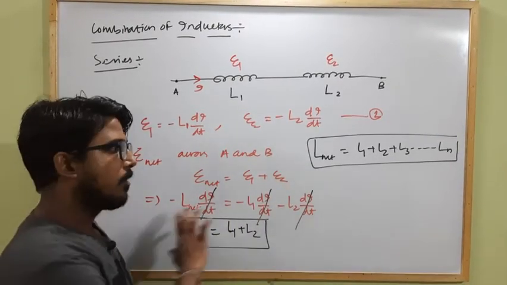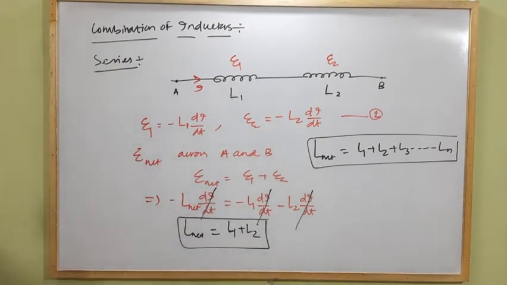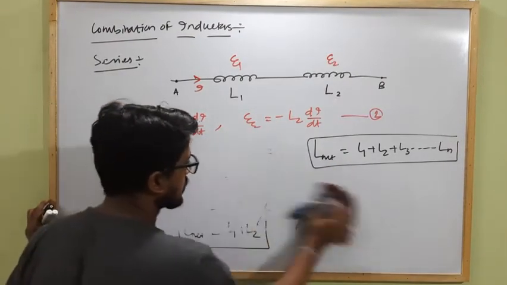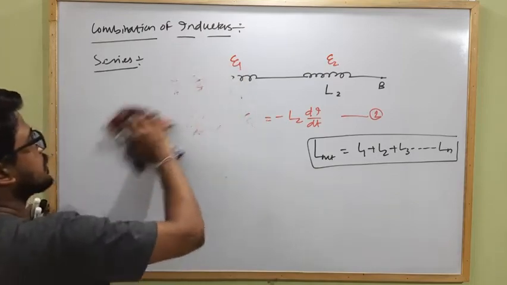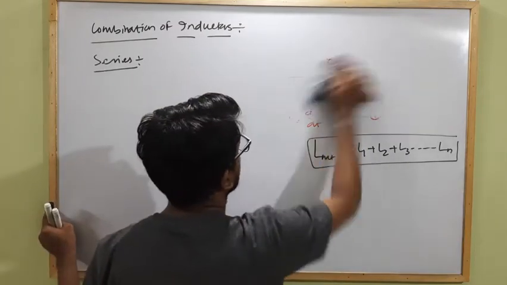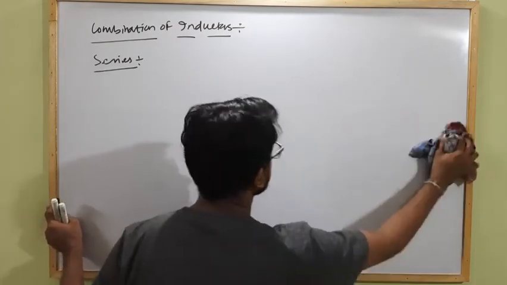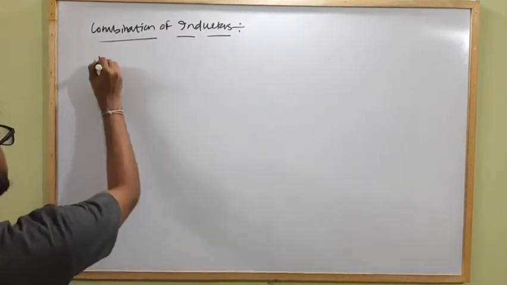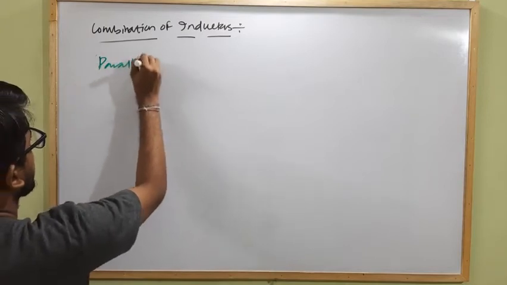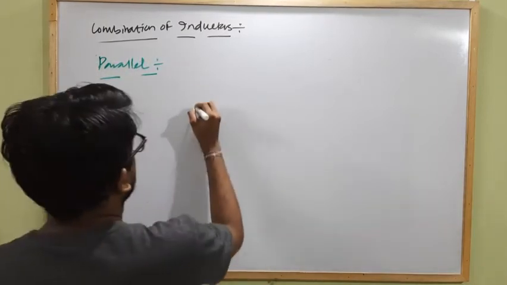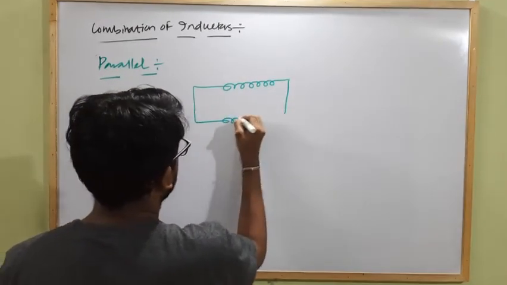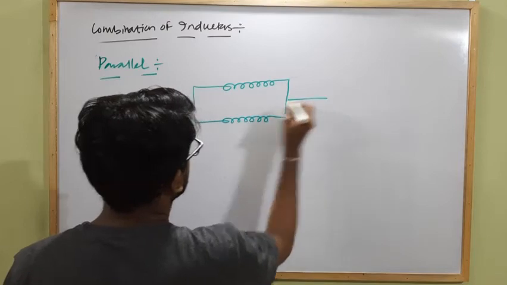This is the same as the case of resistances connected in series. Okay, so now let's discuss what will happen in parallel combination. You have to remember this formula for solving numericals, the same as that of resistors and opposite to that of capacitors. So in parallel combination, here are two inductors connected in parallel combination to each other.